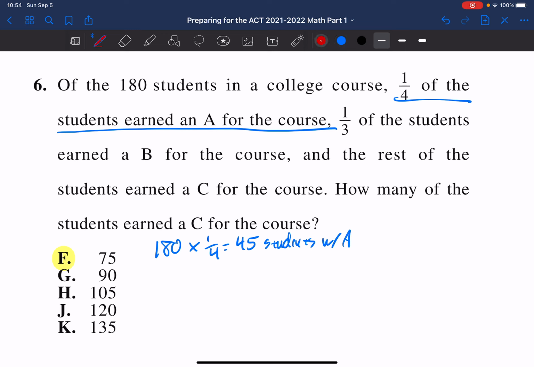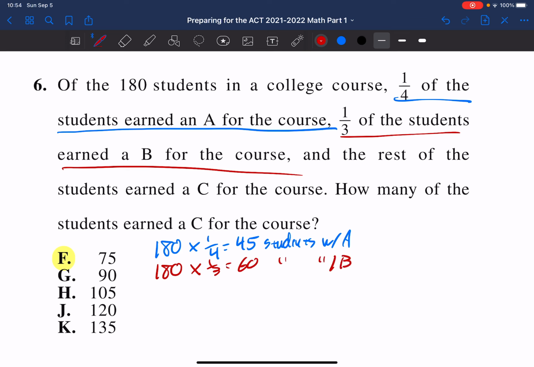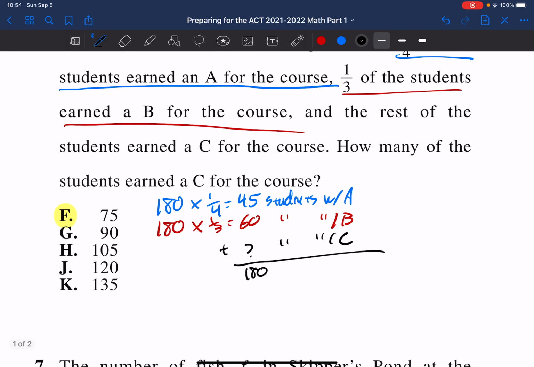Then we ask, all right, how many students got a B? 1/3 of the students earned a B. So we take 180 times 1/3, and we get 60 students with a B. So the question is, the rest got a C. So the question is students with C. But what we do know is that all of this has to add up to 180. So if we take 45 plus 60 plus x, and we set it equal to 180.